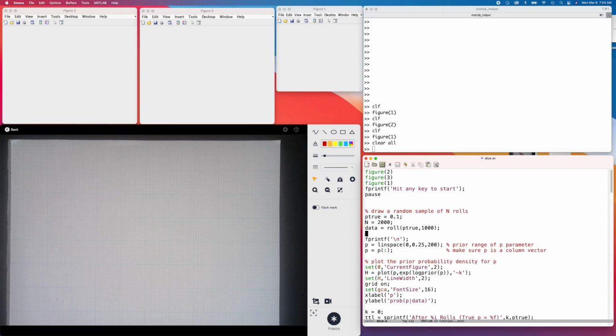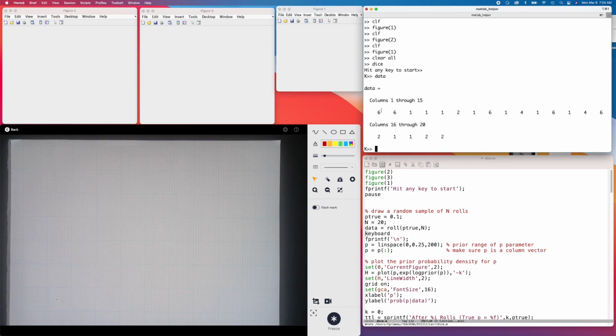So the first part is to just simulate a random sample. N is the size of the sample. Let's just make it small this time, so it'll draw, in this case, 20 samples. So data are the rolls, and I got two sixes followed by three ones, 2, 1, 6, 1, 4, 1, 6, and so on. And I could sample again, so I just call data rolls p true n.